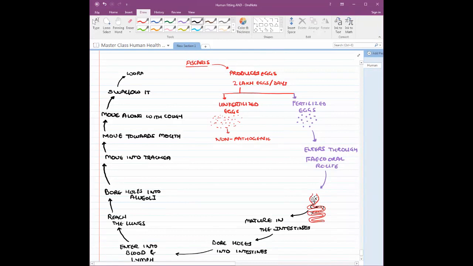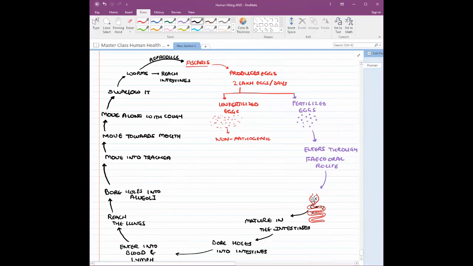So worms reach the intestines. And now the moment they reach the intestines, guys, once again, the same situation. They are going to reproduce and give rise to more Ascaris. But once again, what happens the moment they reproduce, guys? Once again, males and females are going to differentiate, and the moment they differentiate, you are going to have females producing 2 lakh eggs.